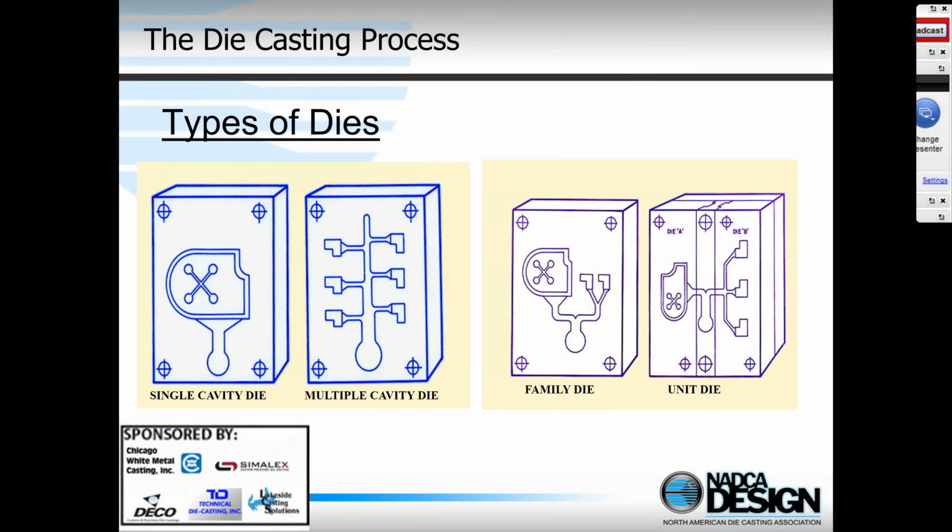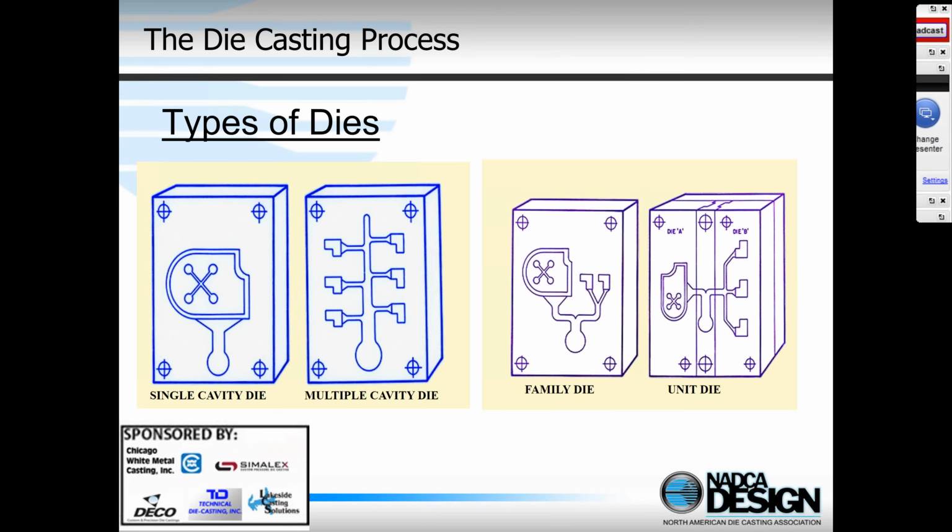The next one over is the multiple cavity die. To get higher throughput, we can produce more than one component per casting. We can produce lots of components per casting: 2, 4, 8, 24, maybe as high as 32 if we have very, very small castings. So obviously, that's maximizing throughput on our casting machine.